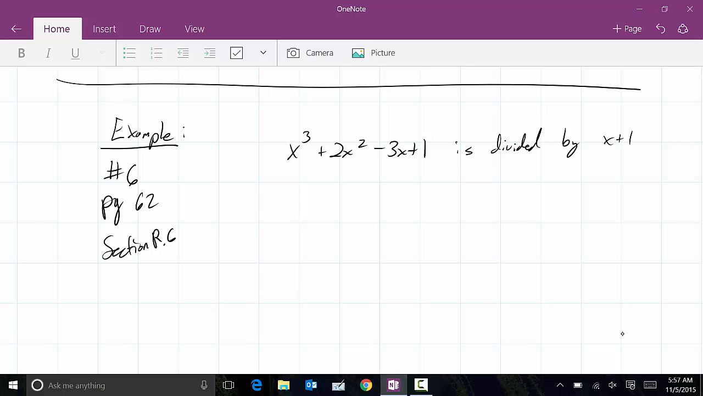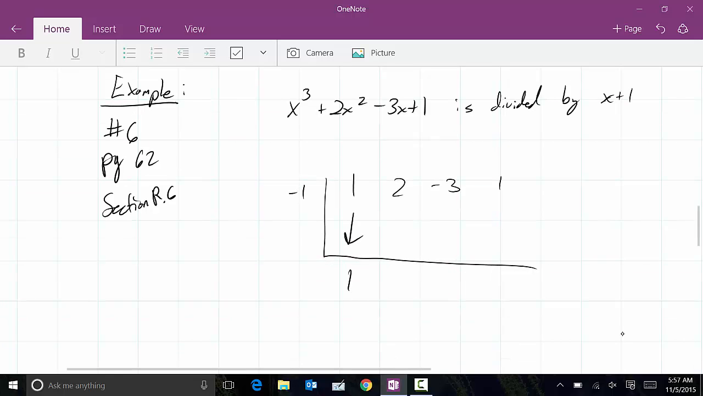So again, is this divisor linear? Yes, it's a linear function. So certainly that means we can use synthetic division. We're going to write the coefficients 1, and then 2, and then -3, and then 1. And look, that goes cubic, quadratic, linear, and then constant. So we're not missing anything. We don't need to put in zeros. And then this is going to be a -1.